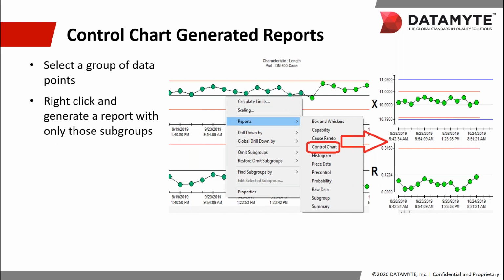You can generate a sub-report by indicating a group of data points and then use the right-click menu to select control chart. You can select a subgroup by using the control key to highlight data points or use the mouse to drag a box around the desired data points. In addition, subgroups can be omitted and restored. Omitted data points can be hidden.